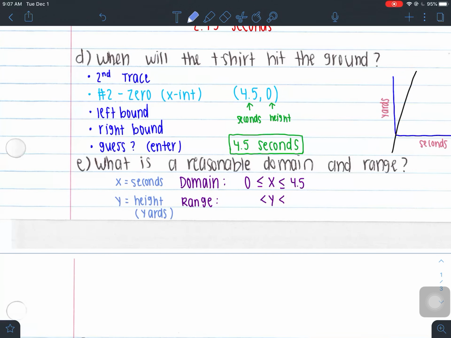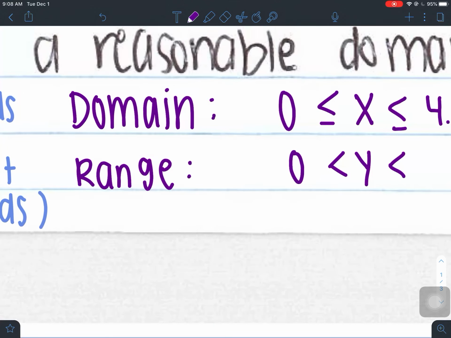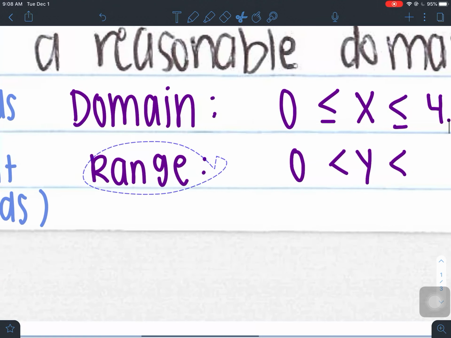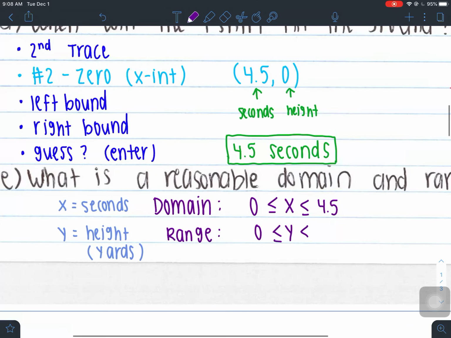So the range is what's the least amount of yards or the least height that your t-shirt can be. Well, the least amount of height could be 0 because the t-shirt could be on the ground, right? If the t-shirt's on the ground, your height is definitely 0. And it can be equal to 0 because your t-shirt can be on the floor. And then you're asked for the maximum height.